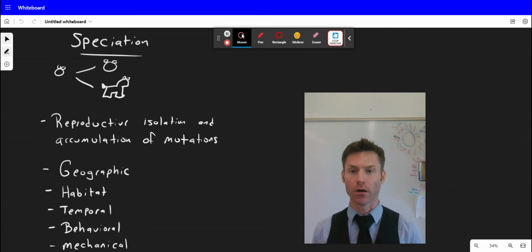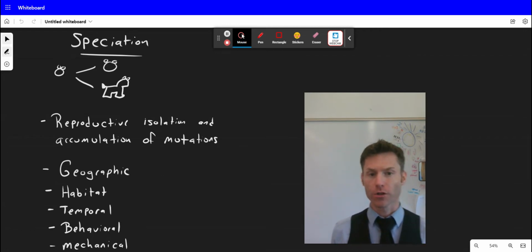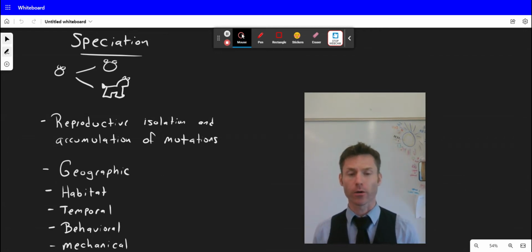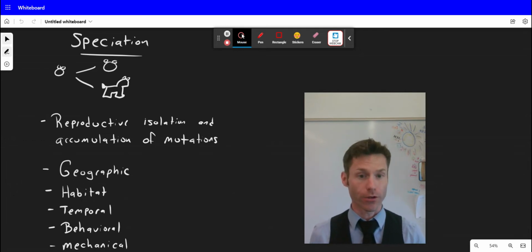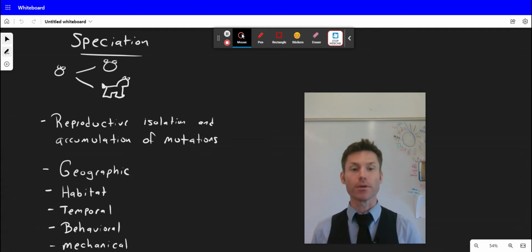This one is on speciation, which is a process that is related to but wholly different than evolution. So speciation is specifically the creation of new species. So to start that off, we need to define what we're considering to be a species.